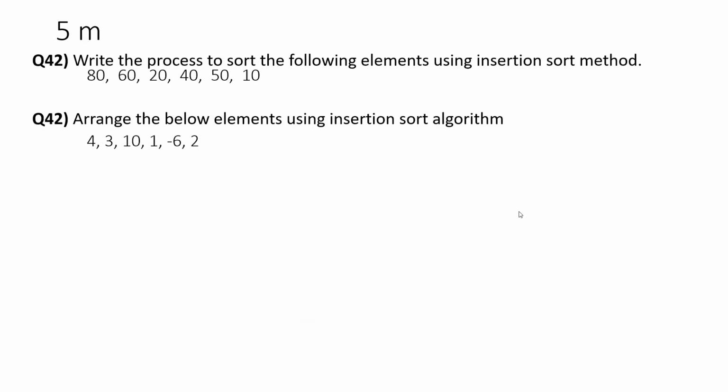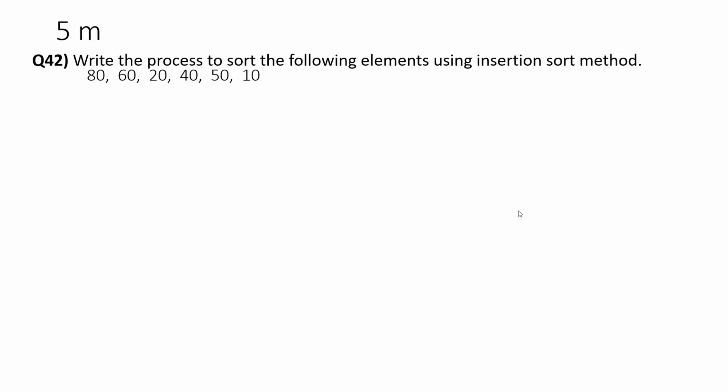We move on to the 5 marks question category. How does a 5 marks question come? Look here, the question appears like this: write the process to sort the following elements using insertion sort method: 80, 60, 20, 40, 50, 10. These are the values that come along with the question.